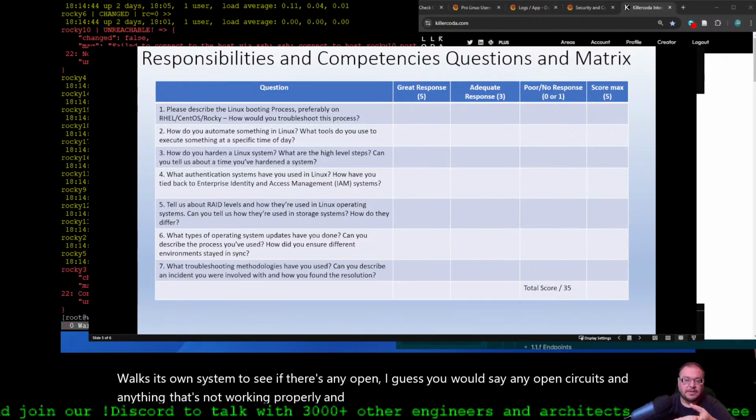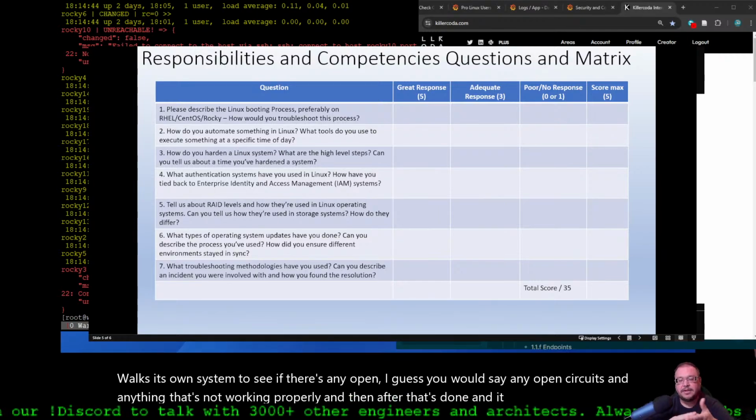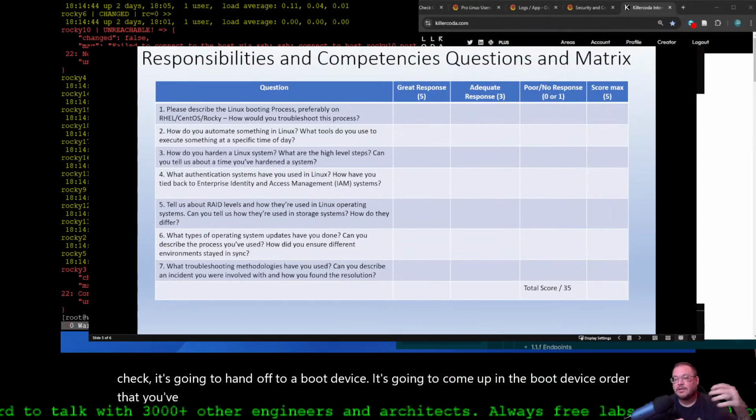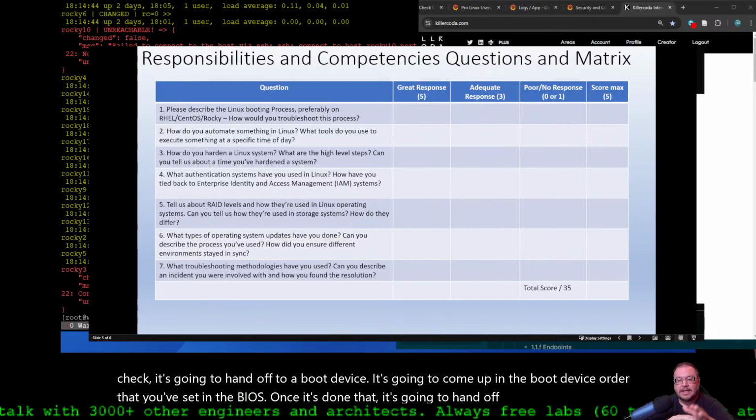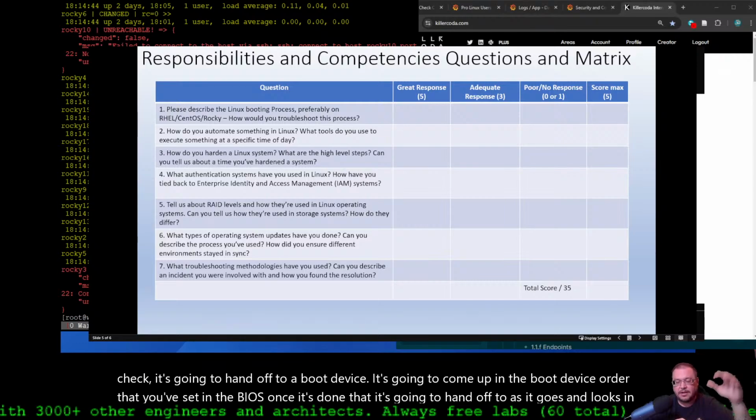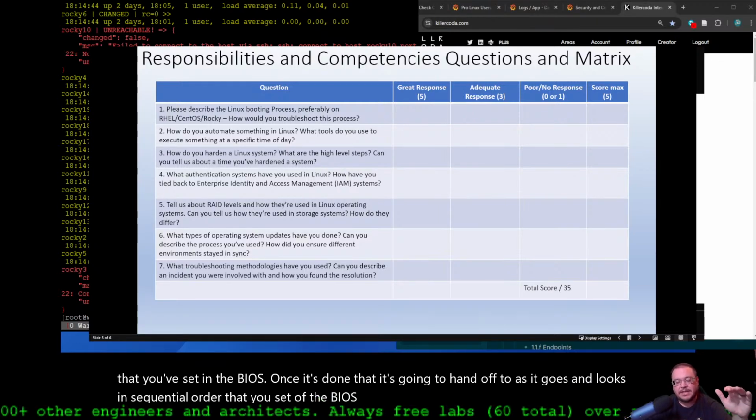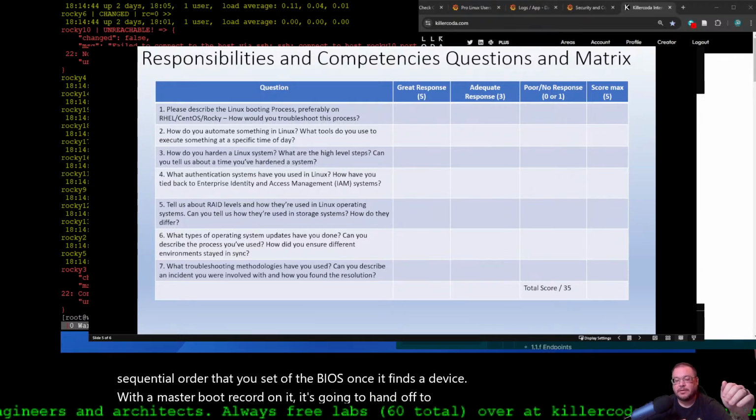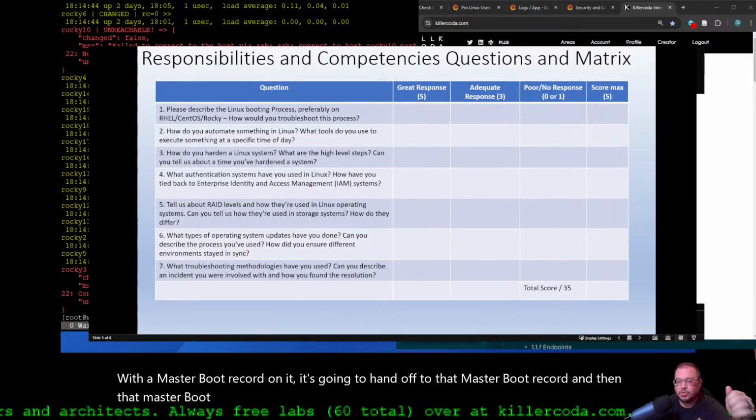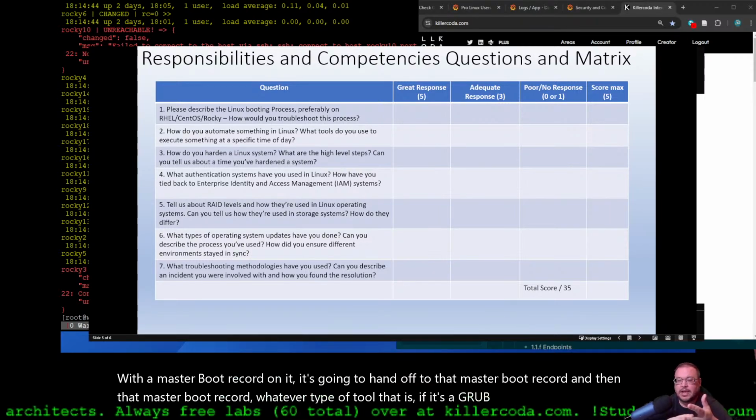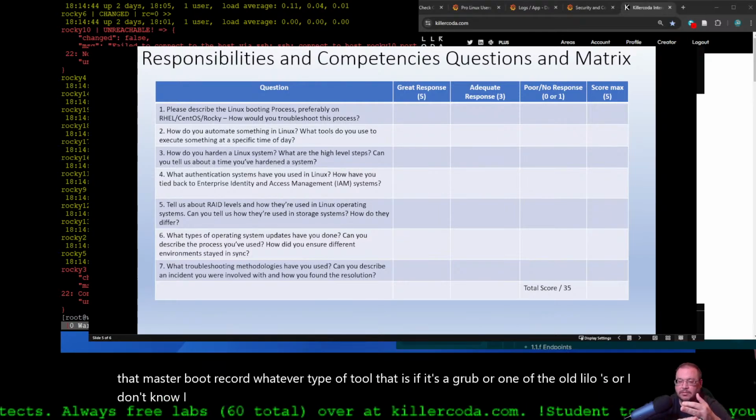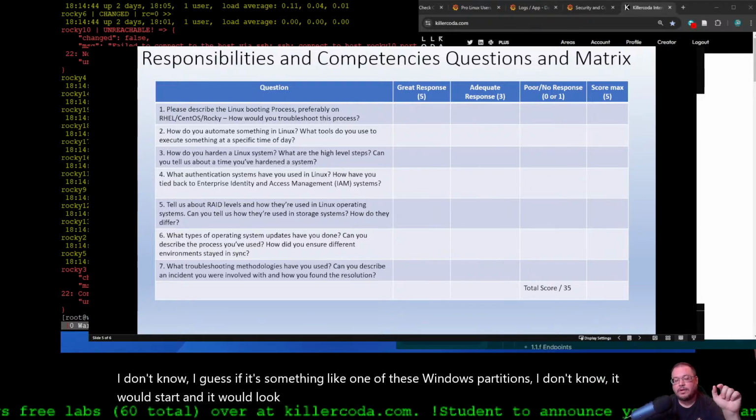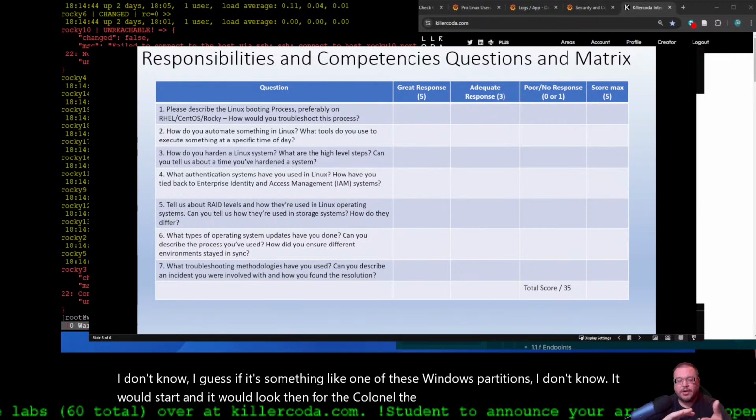And then after that's done and it does its full BIOS check, it's going to hand off to a boot device, in the boot device order that you've set in the BIOS. As it looks in that sequential order, once it finds a device with a master boot record on it, it hands off to that master boot record, whatever type of tool that is, whether it's GRUB or one of the old LILOs, or something like one of these Windows partitions. It would start and look for the kernel somewhere, and the initramfs.